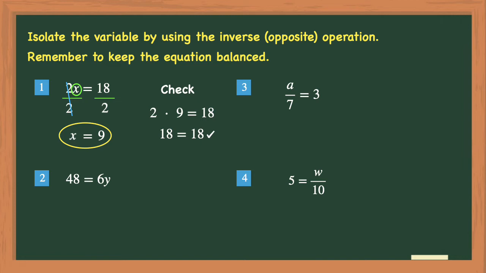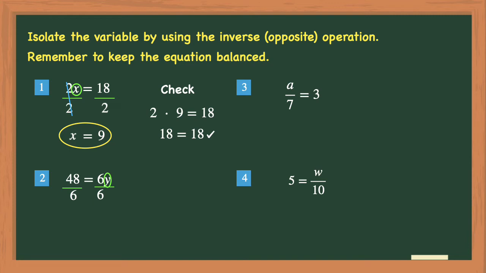The next equation has the variable on the right side. Remember, it doesn't matter which side the variable is on, and it doesn't matter what letter of the alphabet you use for a variable. The solution process is still the same. So again, we'll start by identifying the variable. Then, since the 6 is being multiplied to the y, we need to use the inverse operation of division to undo the multiplication. So starting on the right side this time, we'll divide by 6. Then we'll keep the equation balanced by dividing by 6 on the left side of the equation as well.